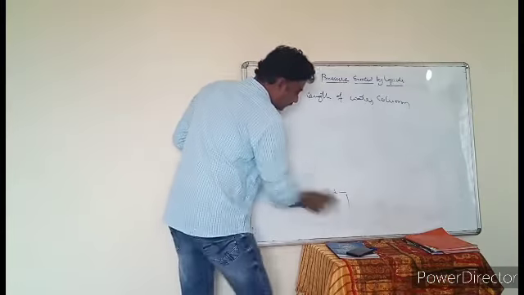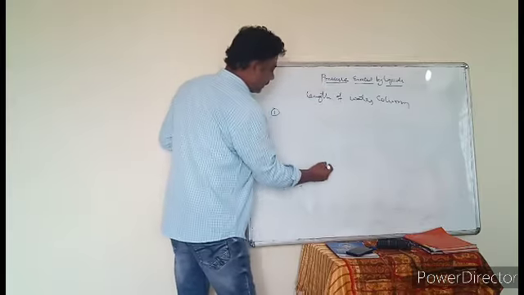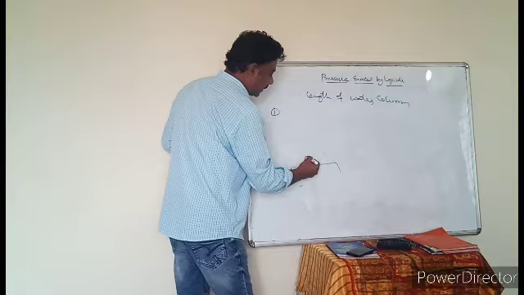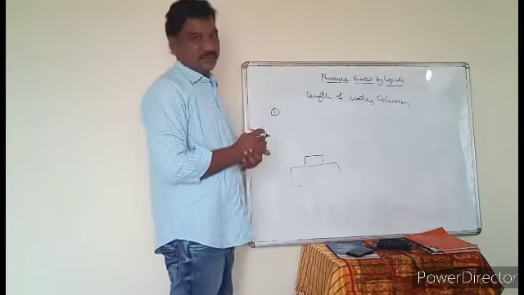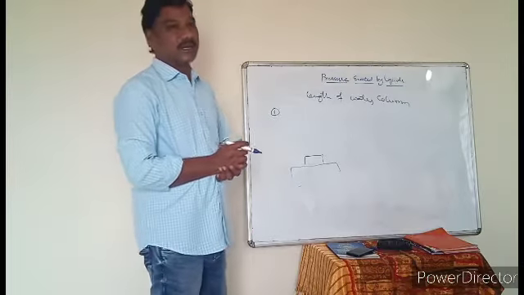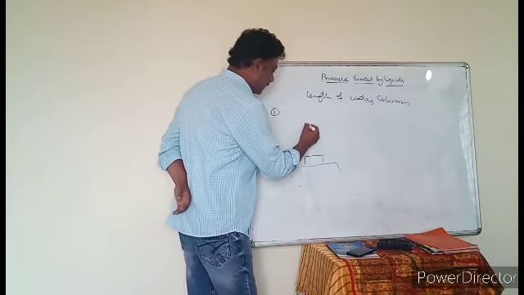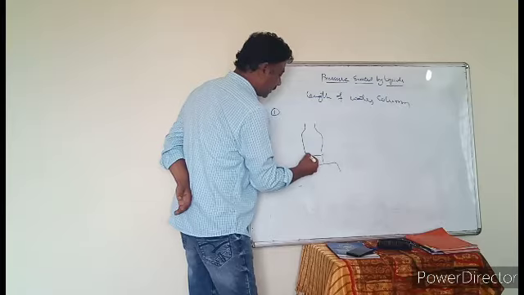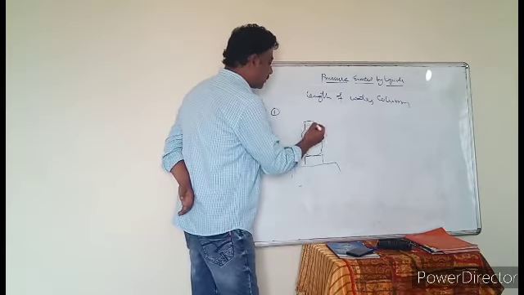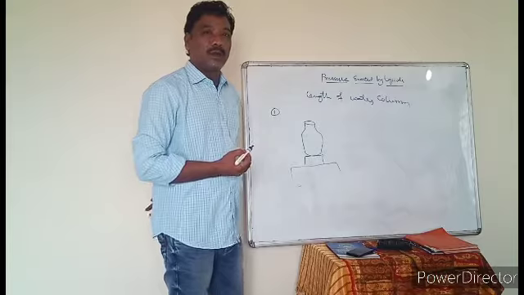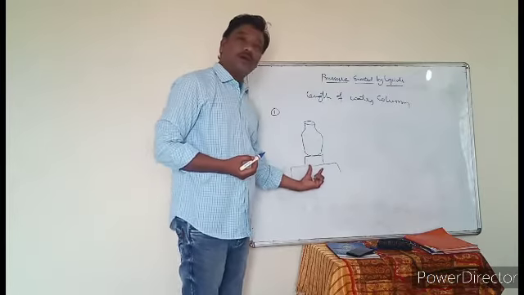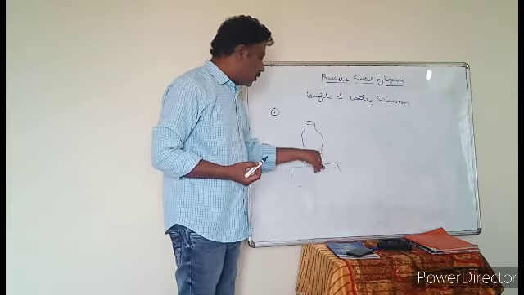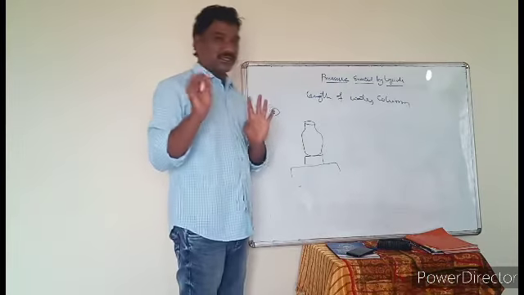For example, here I am taking a table. On this table I am taking a sponge duster. You know very well about the sponge duster. On this duster I am placing a container, a simple empty water bottle. When you place the empty water bottle on this sponge duster, there is no difference in the shape of the sponge duster.